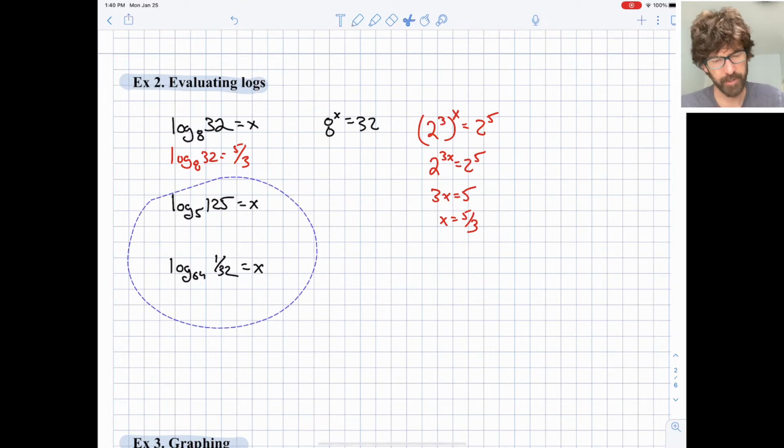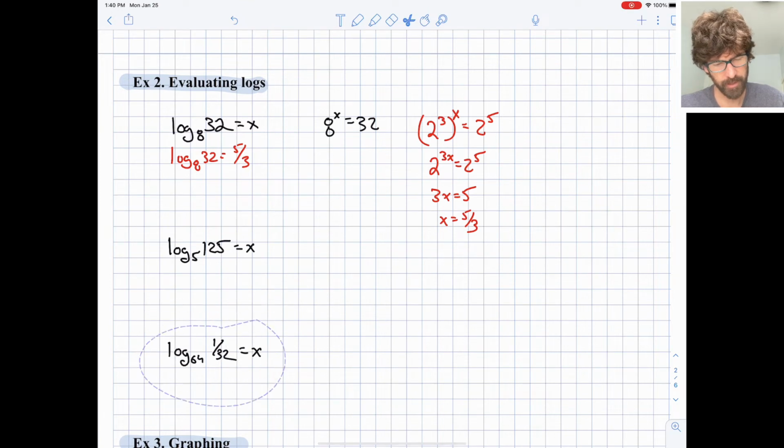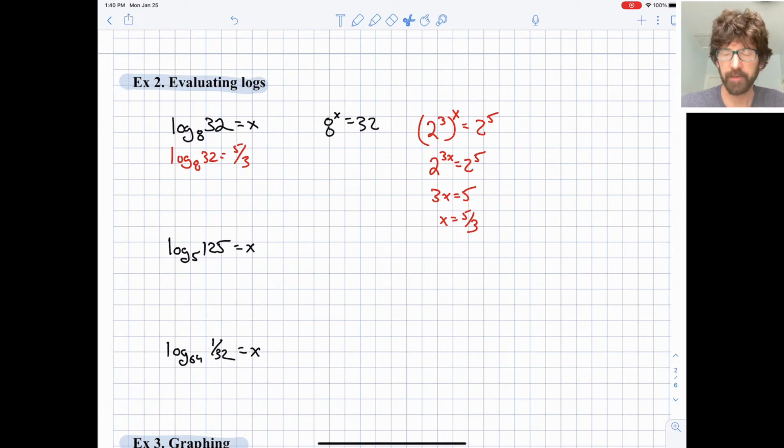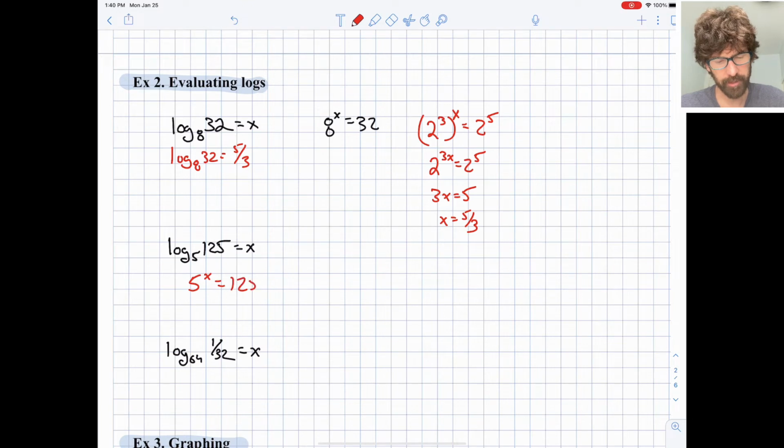For this next one here, log base 5 of 125. Again, we don't have a clear intuitive understanding of what the logarithm is at this point, but we can transform it into exponential form. We could write this as 5 to the x is 125. So 5 to what power is 125? Hopefully you can do that in your head and realize that it's 5 cubed, so x will be 3.